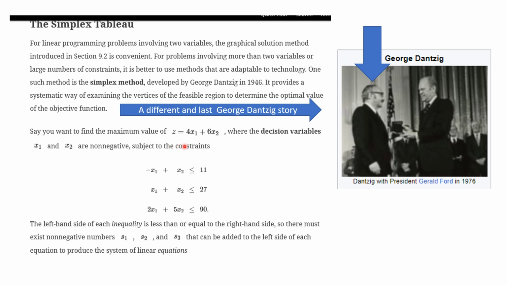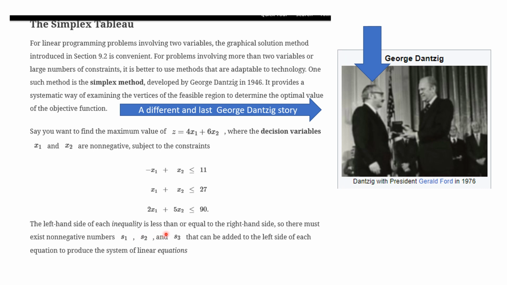So say you want to find the maximum value of an objective function, z equals 4x1 plus 6x2. Those are the decision variables, and they have to be non-negative, so you do have non-negative constraints as well, but we have the additional constraints that are given here as inequalities.